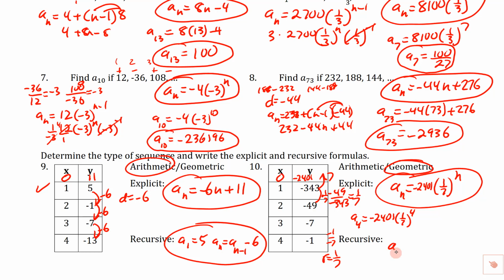And then the recursive formula, the first term, again, this one right here, that's the one we're keying off. So this is negative 343. And then to get to the next one, you take that common ratio of 1/7 and you multiply it by the previous one. And the previous one in this case would be a sub n minus 1. All right, so there's the formula there. Let's take a look at the other side.